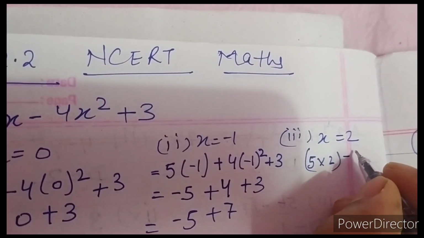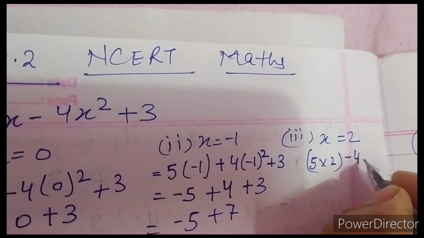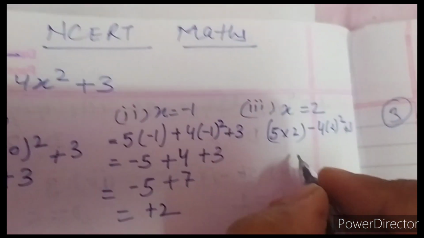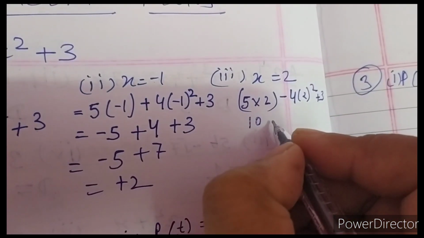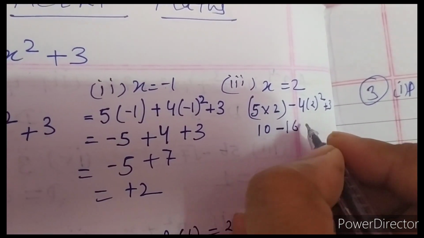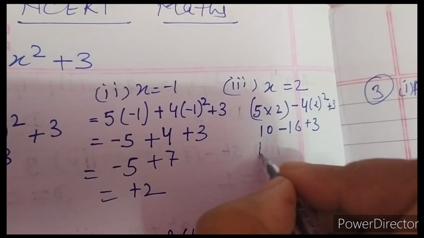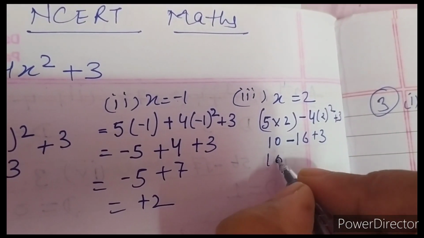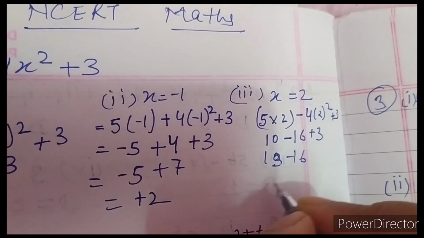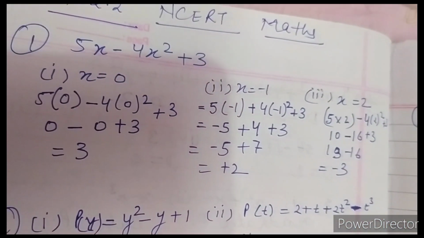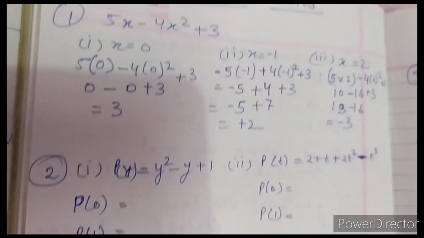so 5 into 2 minus 4x square, that is 2 square, plus 3, so that will be equal to 5 twos are 10 minus 4 fours are 16, and plus 3, so that will be equal to 10 plus 3, 13 minus 16, that will be equal to −3. So these are the answers, 3, 2 and −3 of question number 1.